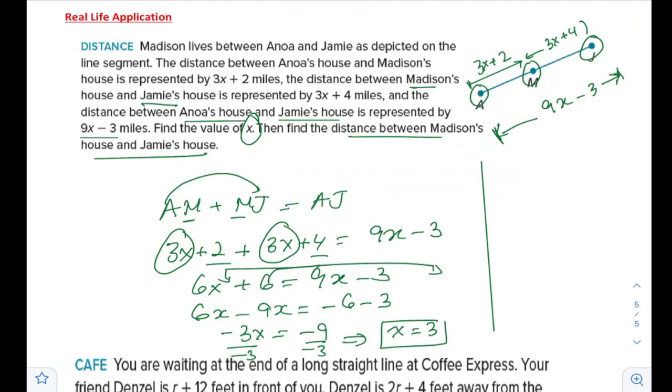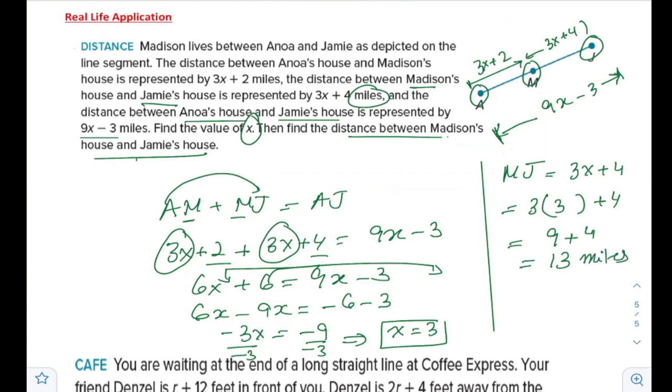X is 3. Now you are asked to find the distance from M to J, between Madison's and Jamie's. So we want MJ, which is 3x plus 4. I will replace x by 3. So it is 9 plus 4, which is 13. He is talking in miles here. So we have 13 miles distance between Madison's and Jamie's house.